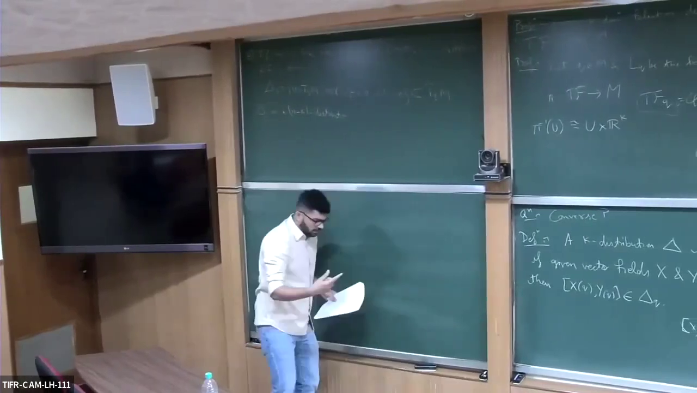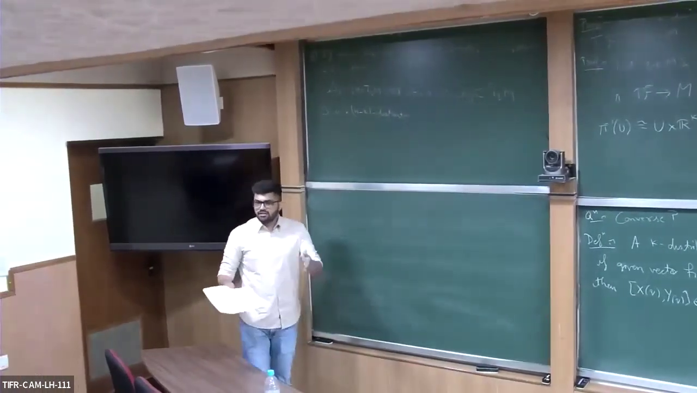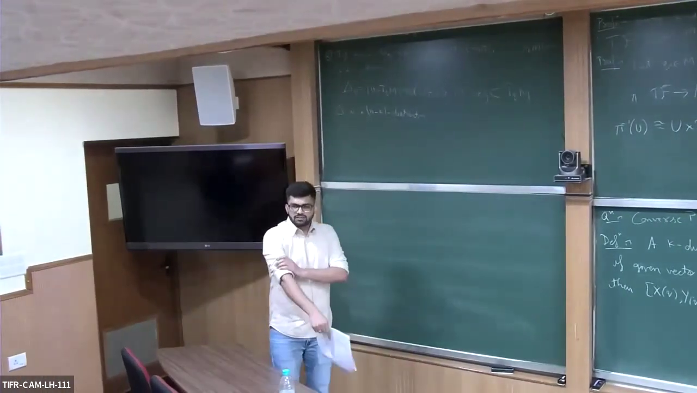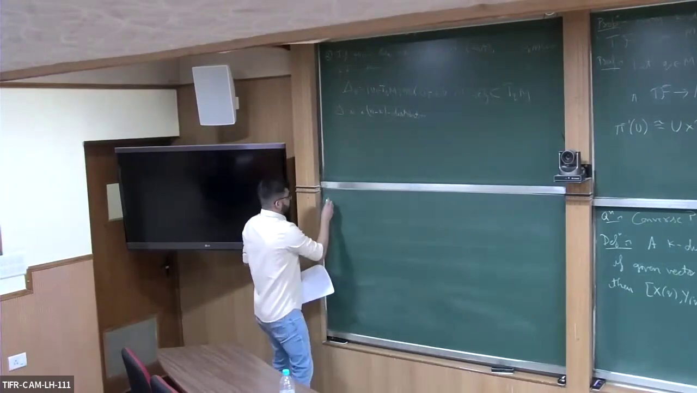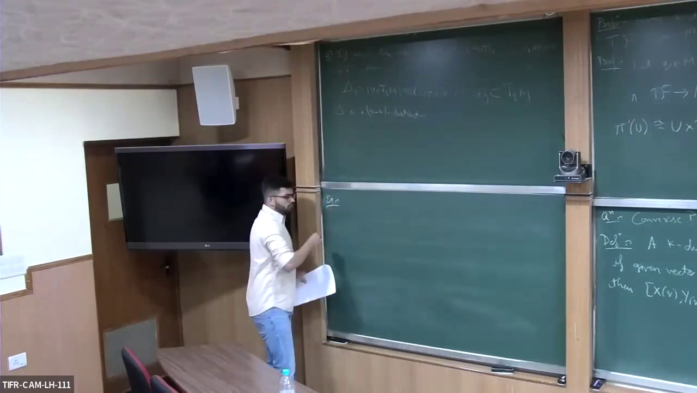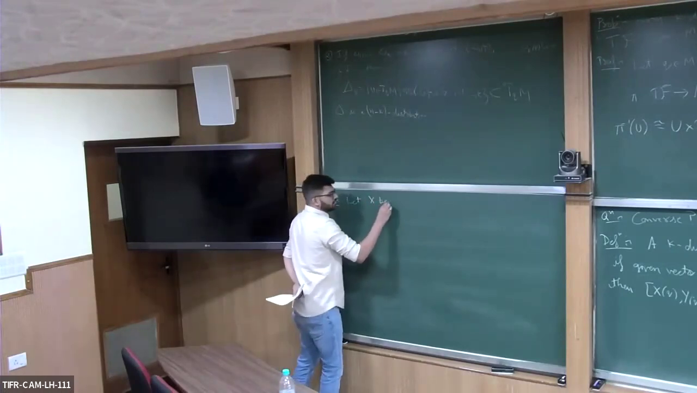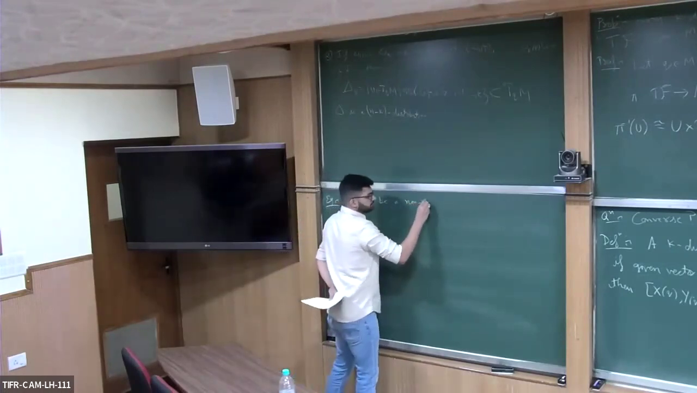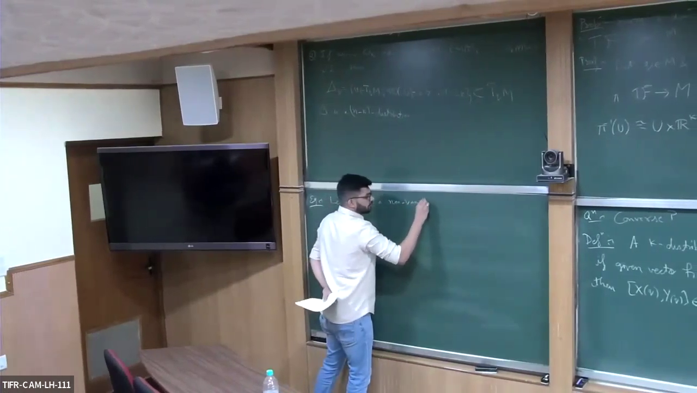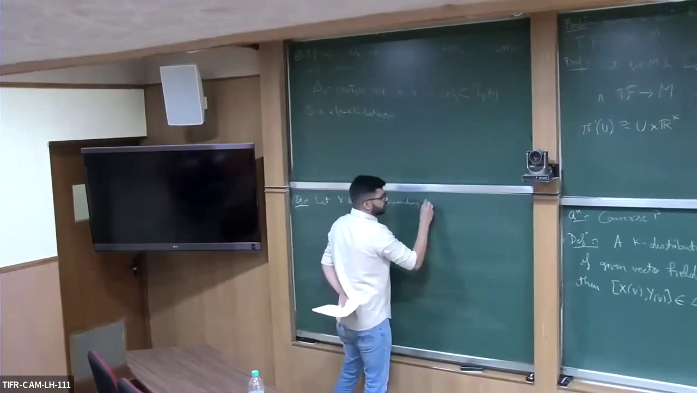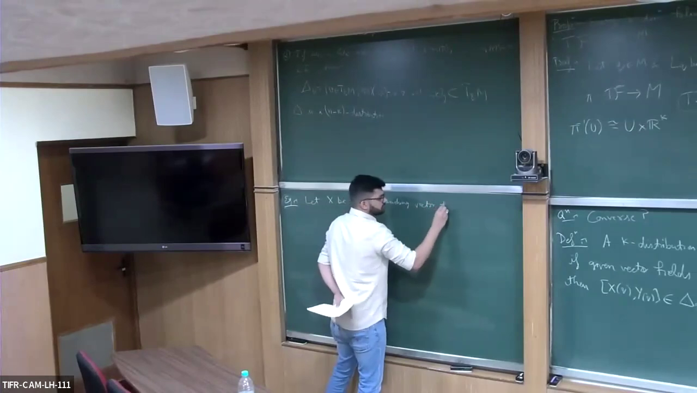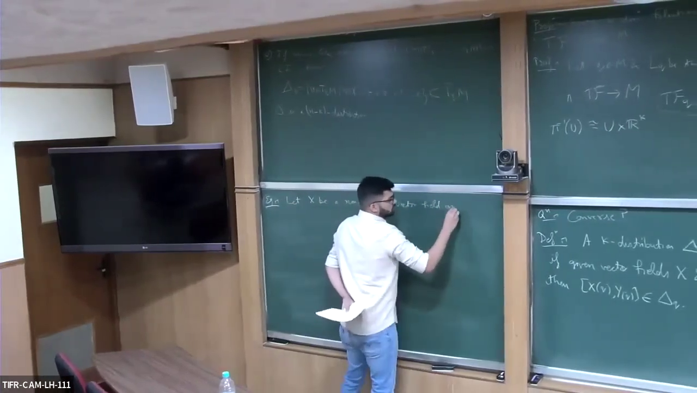As I said, one distribution is always integrable. Given a one distribution, there is always a foliation corresponding to this. Let me give an example. We start with, let X be a non-vanishing smooth vector field on M.